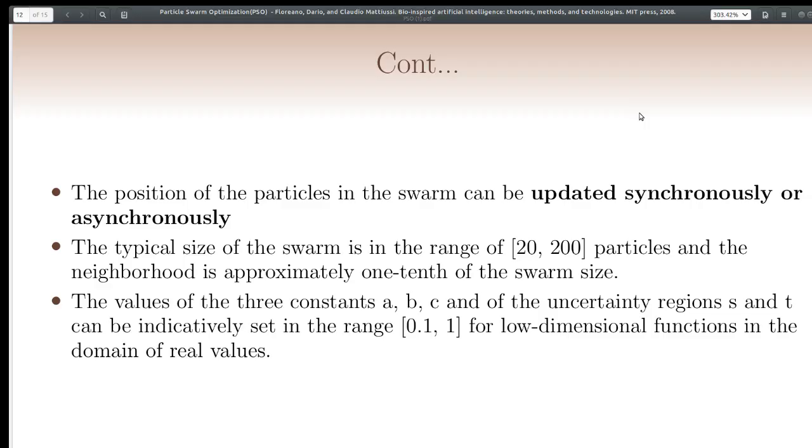The positions of the particles in particle swarm optimization can be updated synchronously or asynchronously. The size of the swarm is in the range of 20 to 100, and the size of the neighborhood is approximately 1/10 of the swarm size. The constants a, b, c, and the values S and T that we introduced for defining the uncertainty regions, can be in the range of 0.1 to 1 for low dimensional functions.